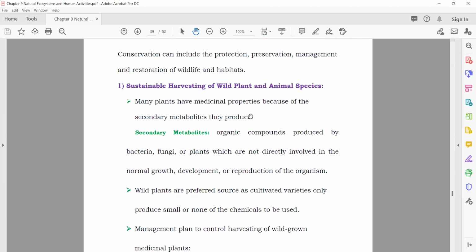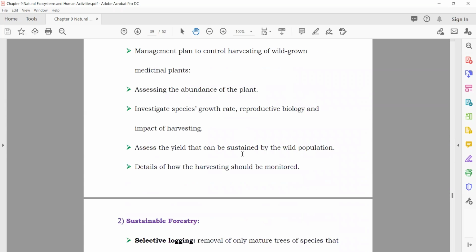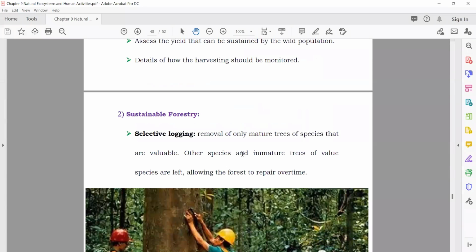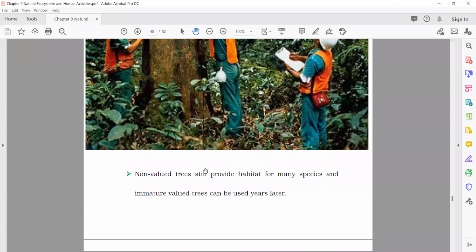Our strategies: how you can conserve biodiversity, what strategies you can use. Sustainable harvesting: you can cut the trees, but only up to a specific limit, only the mature trees, whatever you need. Then you will cultivate more; whatever you cut, you will plant new trees. Sustainable forestry means selective logging, only cutting the trees which are really mature.